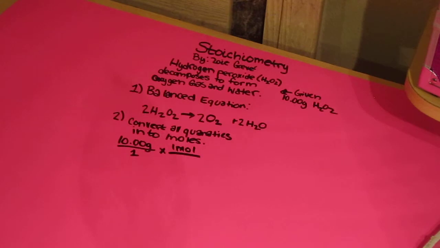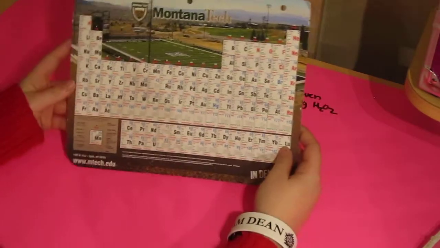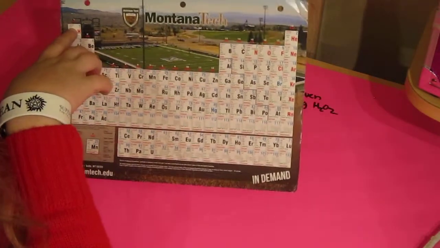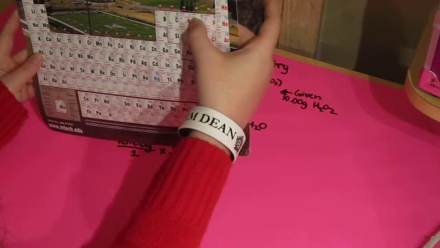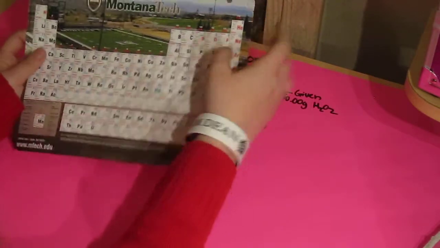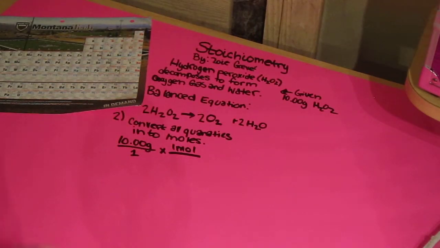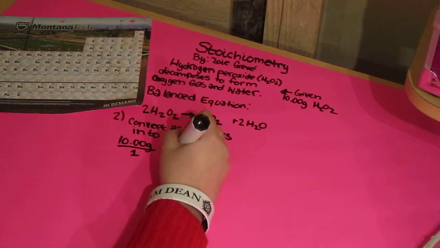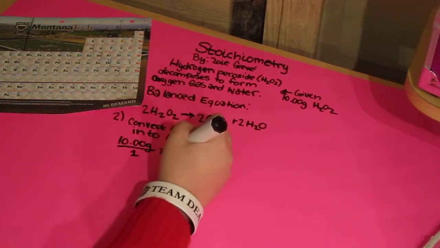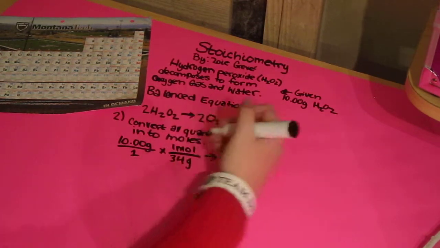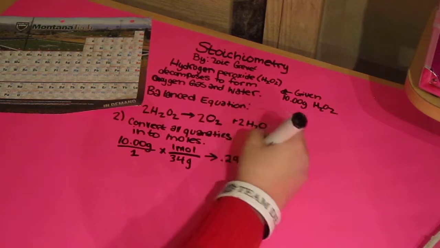And to find that, you go to your table and you find hydrogen, and you see the molar mass is 1.00794, and of oxygen it is 15.9994. And so you multiply those separately and then you add them together, and after rounding and such you will get 34 grams, and you cross multiply, and then that equals 0.29 moles.